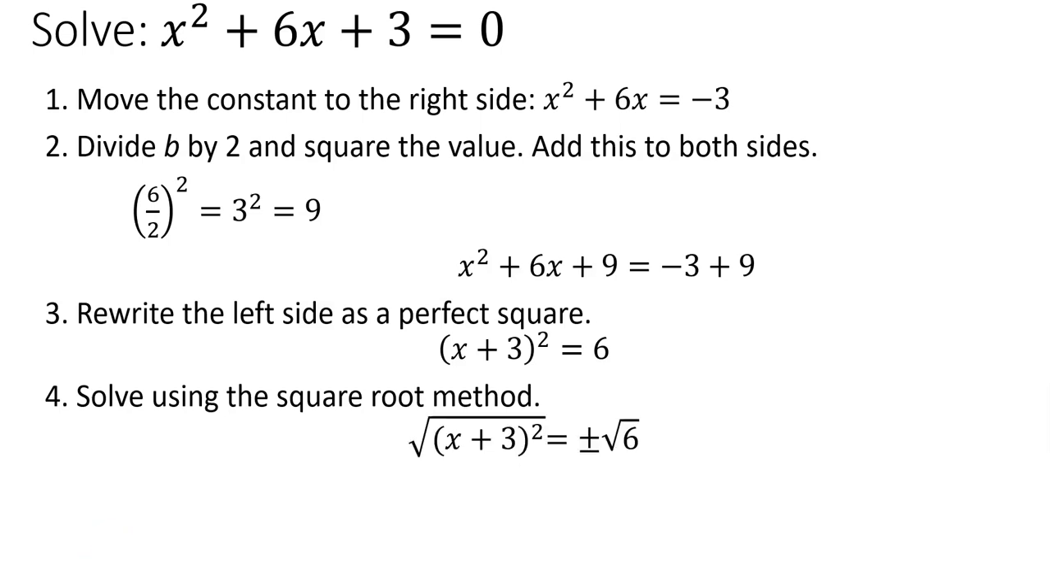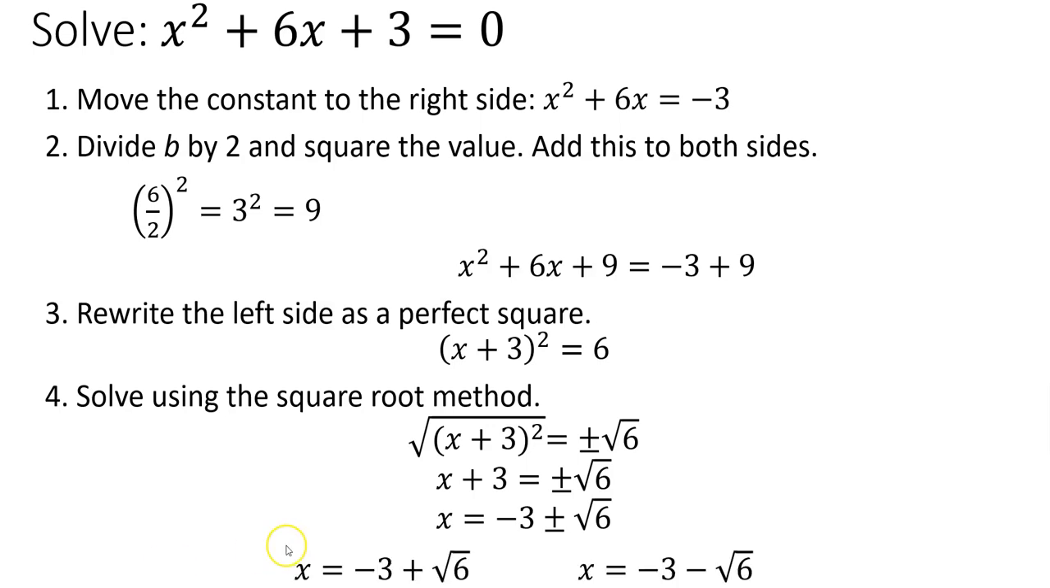If we square root both sides, the square root of x plus 3 squared is just x plus 3. And 6 is not a perfect square, nor does it contain one. So we just have plus or minus the square root of 6. Now to get x by itself, x equals negative 3 plus or minus the square root of 6. We also could write that as two separate answers, x equals negative 3 plus the square root of 6 and x equals negative 3 minus the square root of 6. You have options there, either as one, the negative 3 plus or minus the square root of 6, or separate.